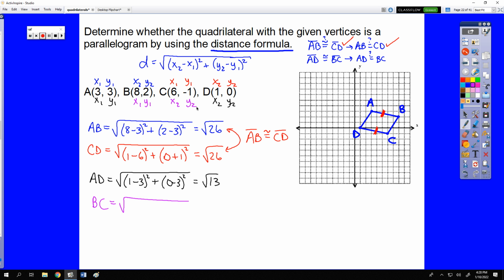So we have B is x1, y1, C is x2, y2. x2 minus x1 would be 6 minus 8, quantity squared. And y2 minus y1 would be negative 1 minus 2, quantity squared. That again is negative 2 squared plus negative 3 squared. So just like the other one, it is the square root of 13. Again, that is enough to confirm that AD is congruent to BC.